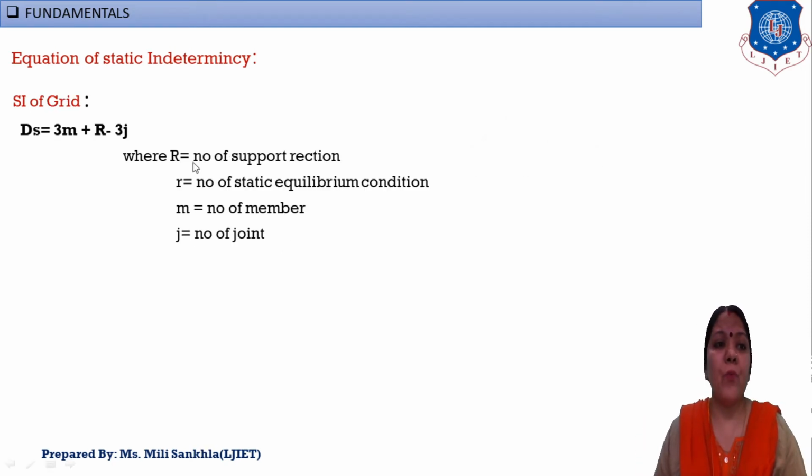Now the equation of static indeterminacy for grid, that is the last structure, grid. In grid, the equation of SI is directly given, that is DS equals 3M plus R minus 3J. M for member, R for support reaction, this is capital R, and J for joint. Next we discuss KI, that means kinematic indeterminacy for a given structure.